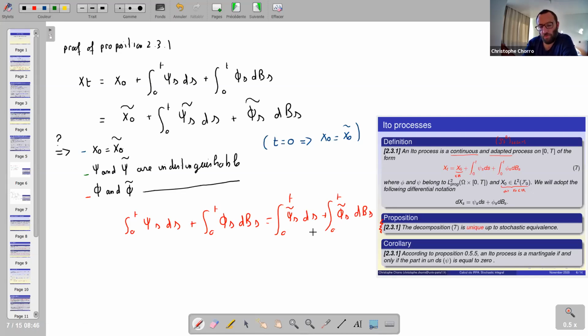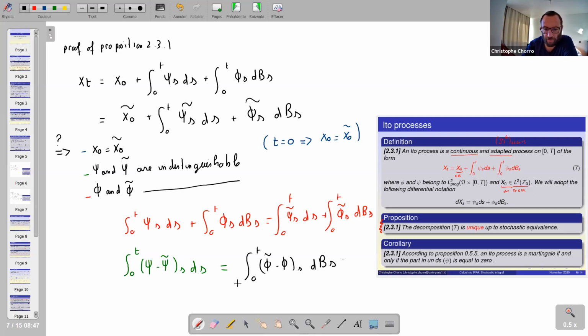In fact, what we are going to do is readjust this expression a little, in order to say that I can write it this way: the integral between 0 and t of psi minus psi tilde of s ds is equal to the integral between 0 and t of phi tilde minus phi of s dBs. Why do I write it this way? So I regroup the Riemann integral and I regroup the stochastic integral.